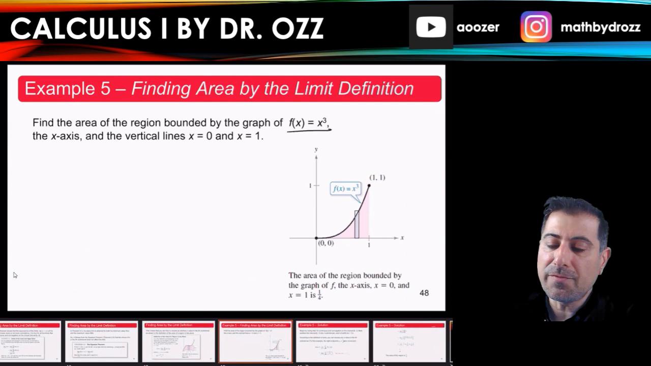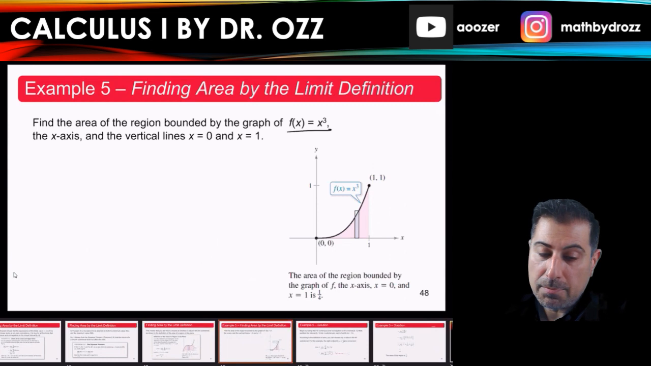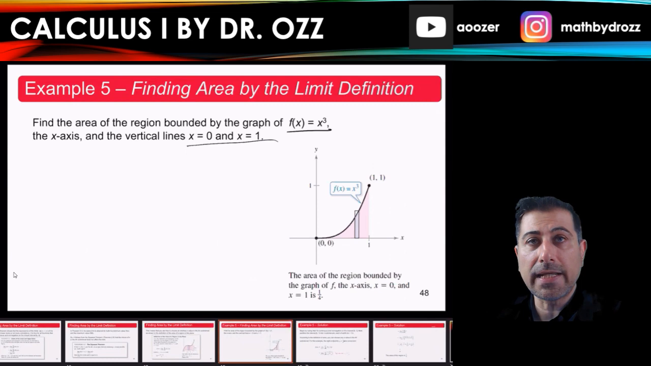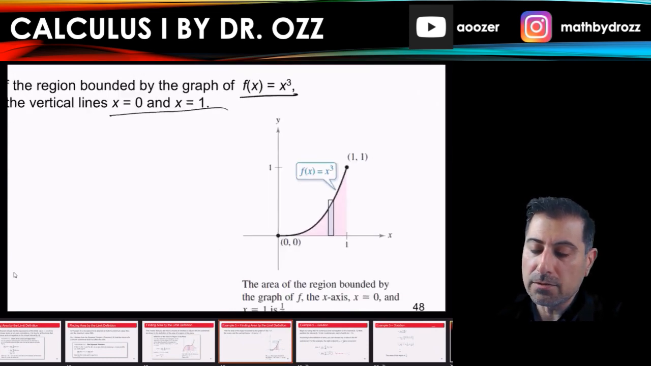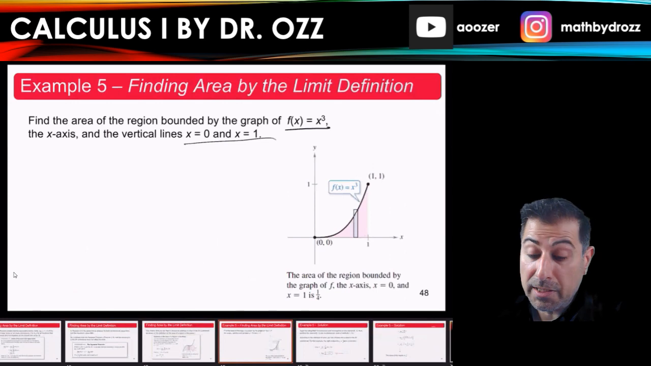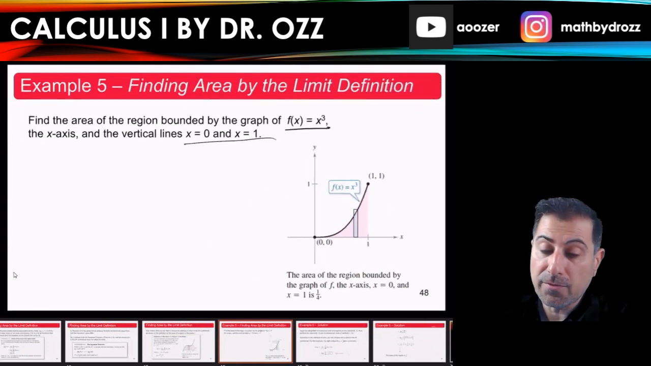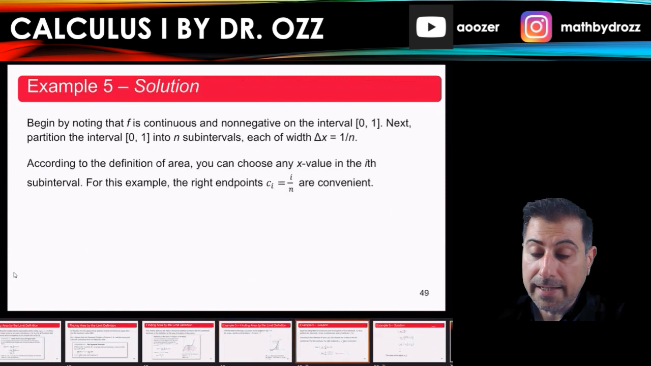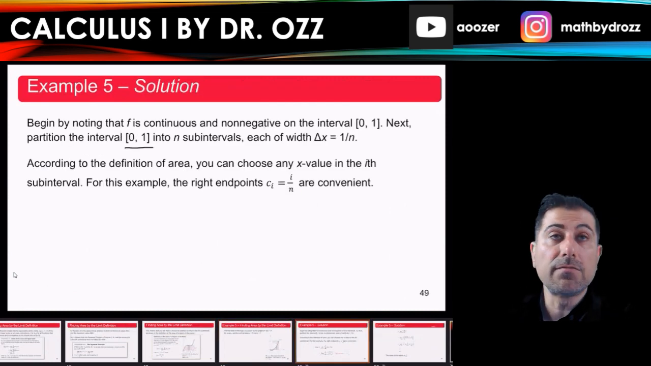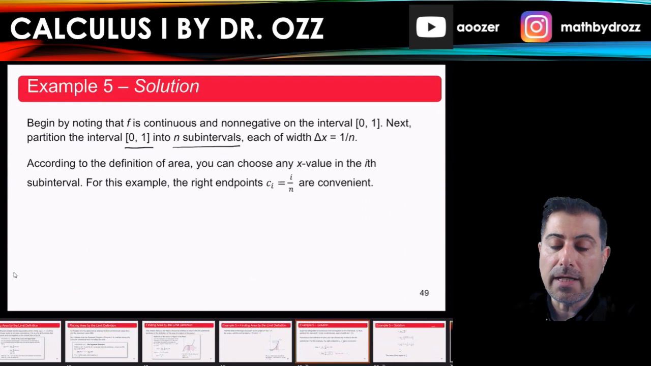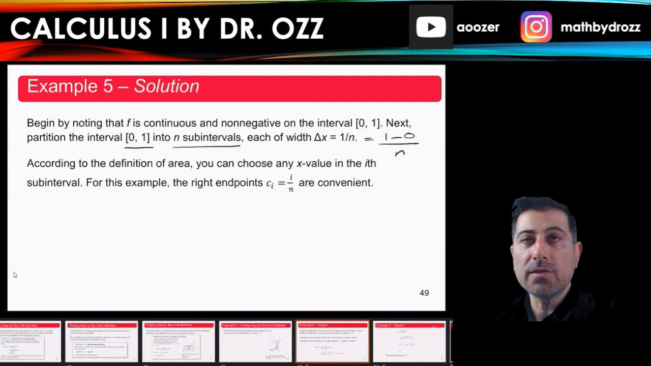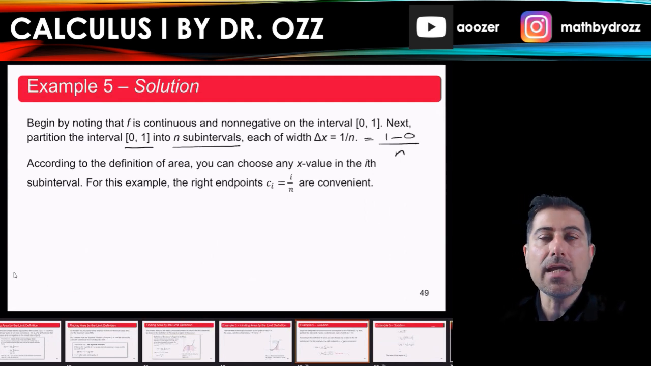Let's say we have f of x equals x cubed. The area mentioned in this problem is the area between this curve, the x-axis, and the lines x equals 0 and x equals 1. So it's the pink region here, as you see. So what are we going to do? Well, first we're going to find delta x. Since the interval is 0 to 1, we're going to divide that into n subintervals. So it's essentially 1 minus 0 divided by n: the difference between the endpoints divided by n. This is going to be the length of each subinterval.